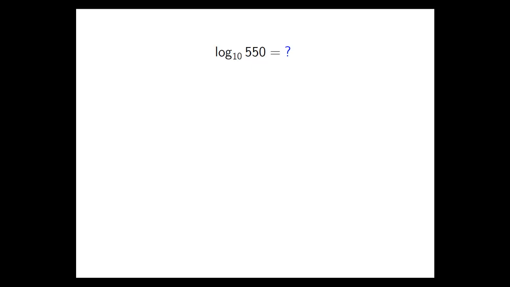One way to tackle this problem is to consider known logarithms that are close to 550. So for example, logarithm base 10 of 100 we saw previously was equal to 2, and 100 is a number that's a bit smaller than 550. On the other side of 550 we might recognise that logarithm base 10 of 1000 is 3. So it would seem logical that the answer to the logarithm in the middle should be somewhere between 2 and 3.